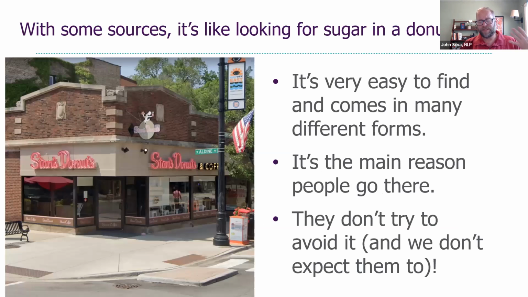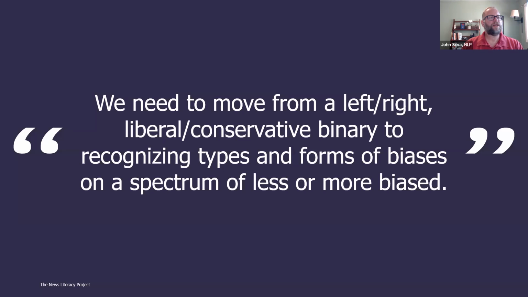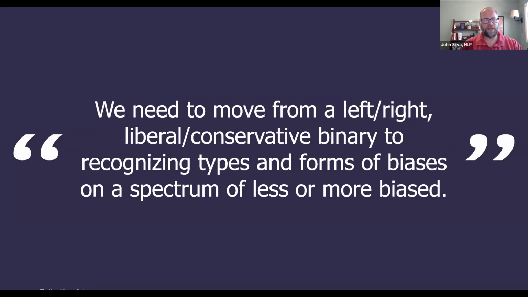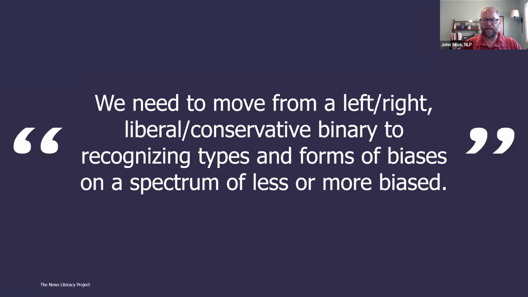Because the reality is so many of these sources aren't trying to be neutral. They are trying to be biased in a very specific way. And so if we look for bias in some of these sources, of course we're going to find it. And it's why we go to some of these sources. And so an essential component of this is we need to stop thinking about news media bias only being left or right, or liberal or conservative, right? We need to move past that, and we need to think about how things are biased and are they less or more?